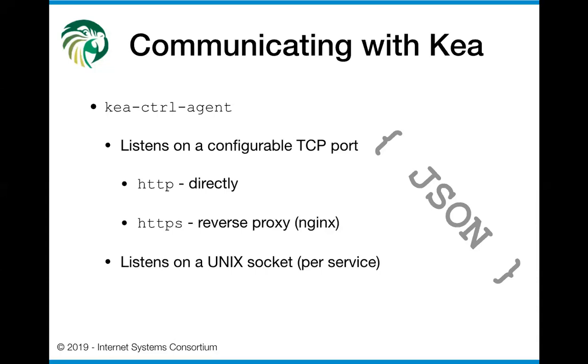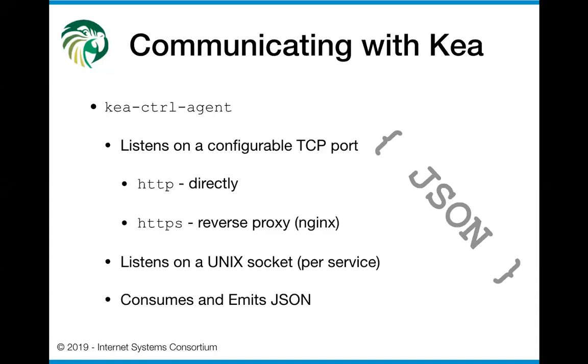Kea Control Agent also listens on a Unix socket per service. Now the TCP port that it's listening on is actually multiplexed between each of the servers. So when you talk to it through JSON on HTTP or HTTPS, you're going to need to specify which individual server, whether it be DHCPv4, DHCPv6, the D2, or the control agent. You're going to have to specify which you're talking to. The Unix socket is actually opened per service. And so you have a specific socket for DHCPv4, v6, and D2.